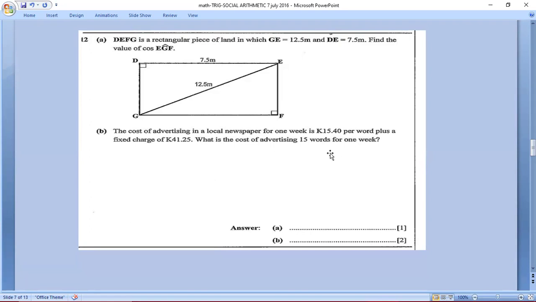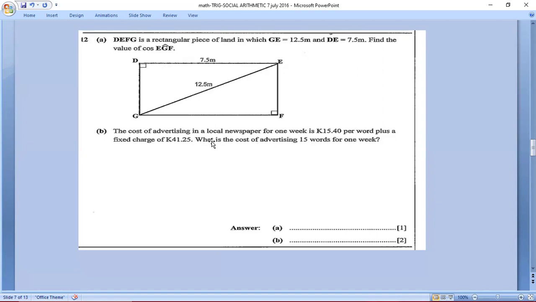Now, the way you think about this one is this. So this is social arithmetic, and simply follow the guidance given or the narration. Okay, what the paper is saying. So it's saying for advertising per week, you will pay a fixed charge. So 41.25, this is fixed. Whether you like it or not, no matter the number of words, they don't care. You will pay this 41.25 kwacha.